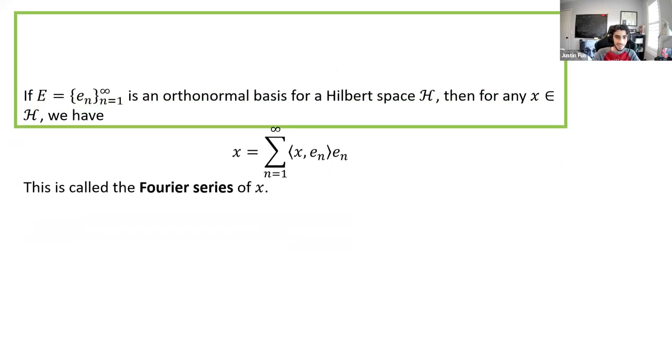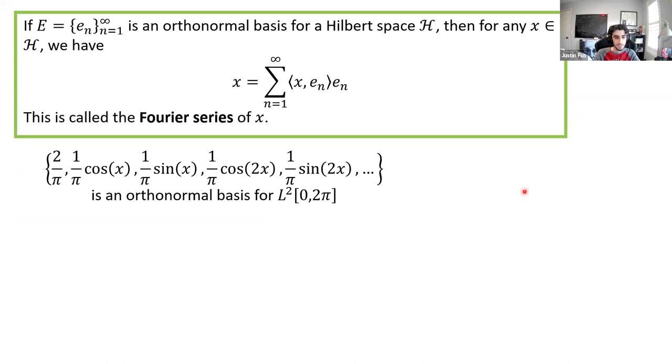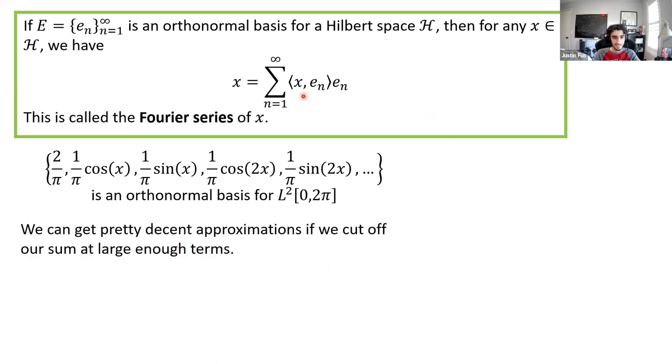So if we look back to our orthonormal basis for L2 from 0 to 2 pi, using this fact about orthonormal bases, we can actually obtain the fact that every function, this includes every continuous function, that is square integrable on 0 to 2 pi, so basically an element of L2 from 0 to 2 pi, can be written as an infinite sum of sines and cosines. So this is one concept mentioned in that MAT B42, which is, I find, quite cool.